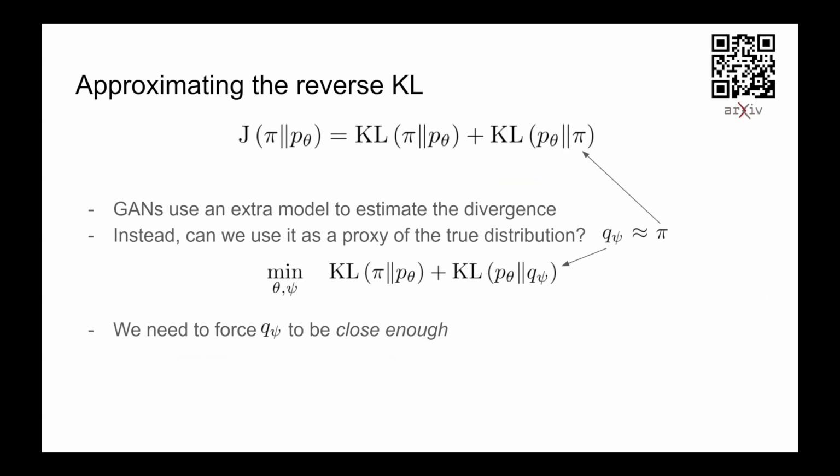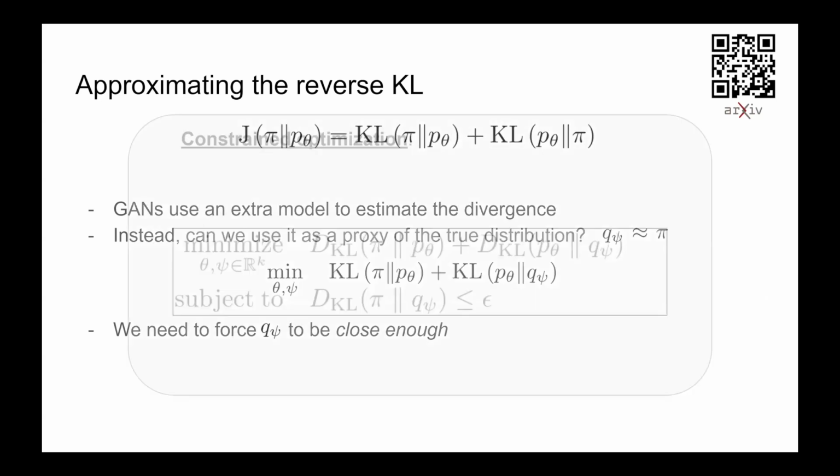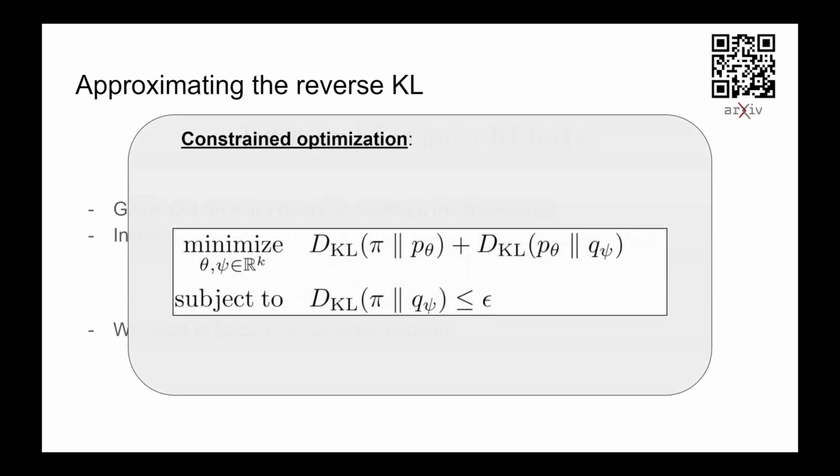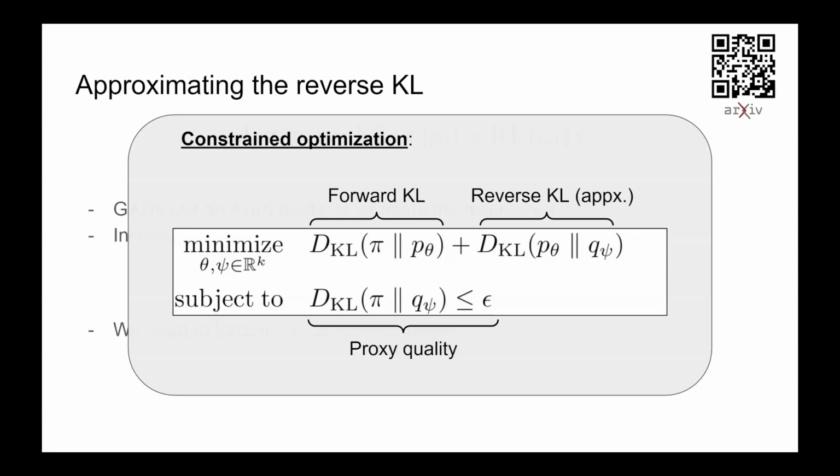And the way we do that is pretty simple. We just use constraint optimization. So we minimize the forward KL, we minimize the approximated reverse KL, but we also constrain the proxy to be close up to epsilon to the true distribution.